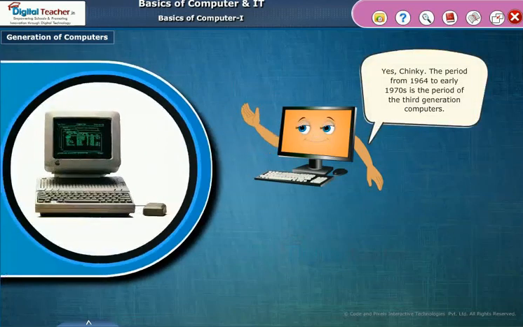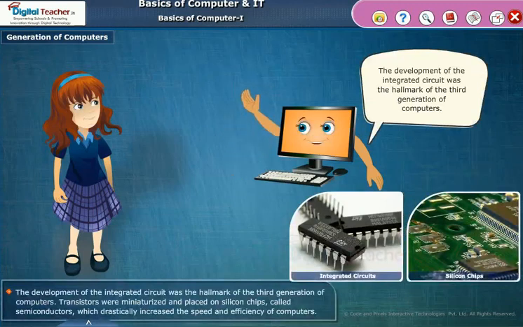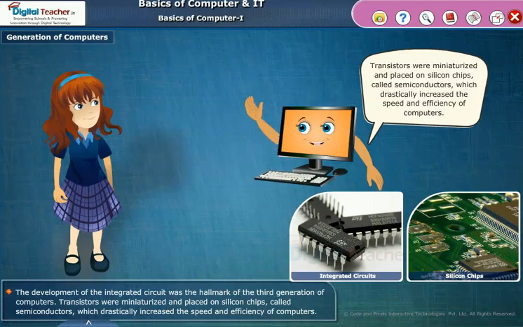Yes, Chinky. The period from 1964 to early 1970s is the period of the third generation computers. The development of the integrated circuit was the hallmark of the third generation of computers. Transistors were miniaturized and placed on silicon chips called semiconductors, which drastically increased the speed and efficiency of computers.